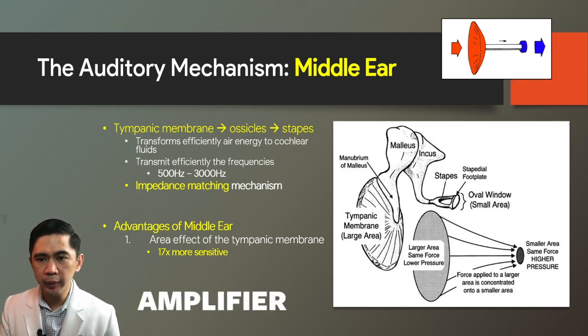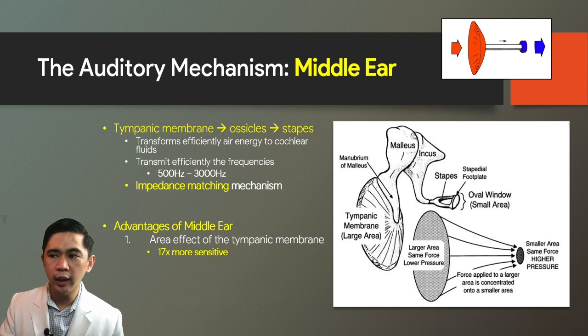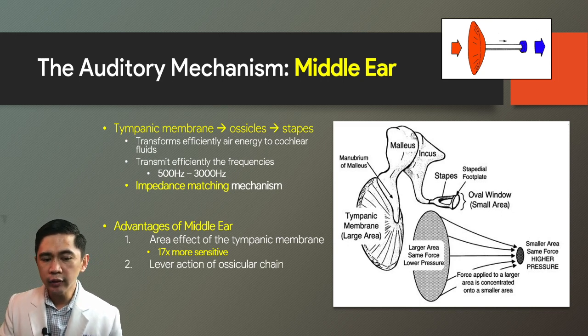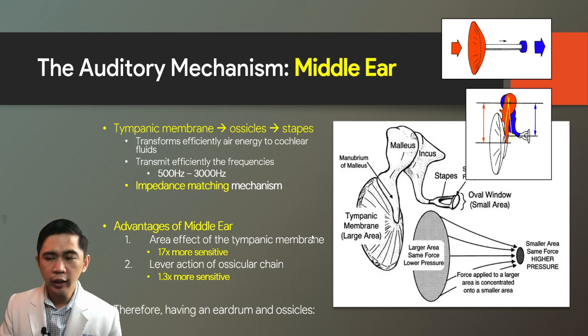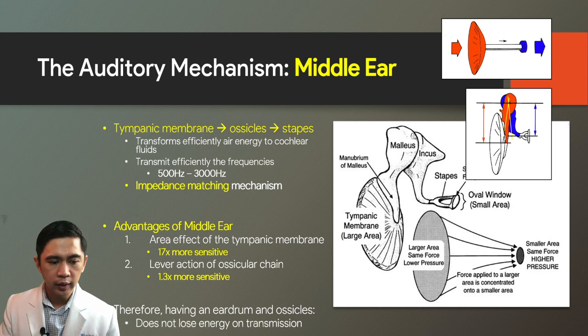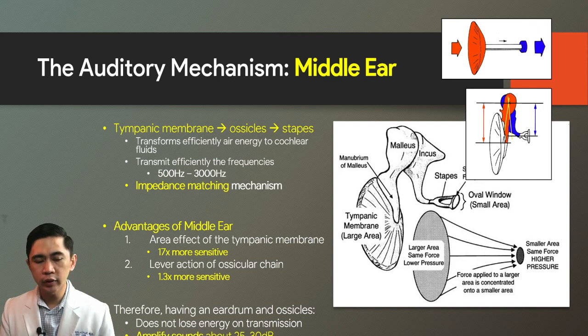That's why if a patient doesn't have an eardrum, he will tend to hear a lot less than those persons with an intact eardrum. The lever action of the ossicles, like this one, will actually generate more forceful sound, 1.3 times more force. So therefore, if a patient has an intact eardrum and ossicles, it doesn't lose energy on transmission, but it amplifies sound at around 25 to 30 decibels.